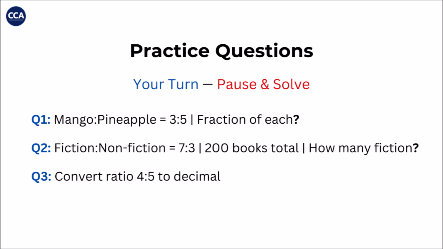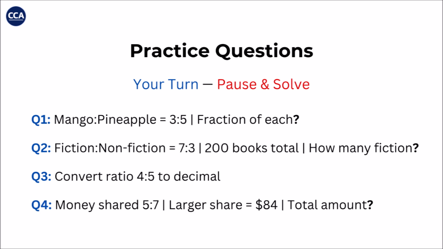Question 3. Convert the ratio 4:5 into a decimal. Question 4. A sum of money is shared in ratio 5:7. The larger share is $84. What is the total amount? Pause now.